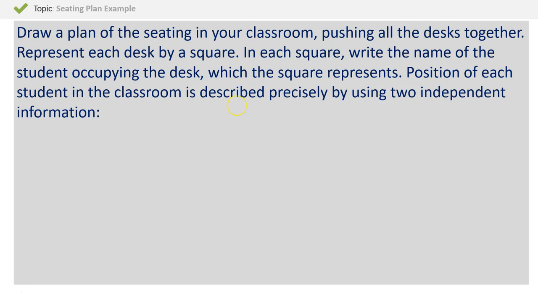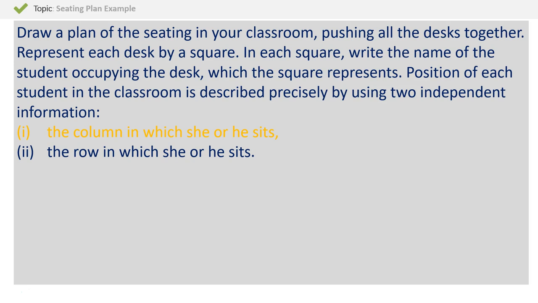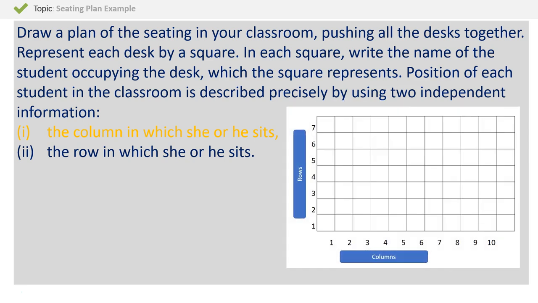Now with all that combination, if I ask you to describe the position of a student, the column in which he or she sits or the row in which he or she sits, your paper will turn out something like this, where you can define columns and rows, and every desk of the class can be represented as a square.